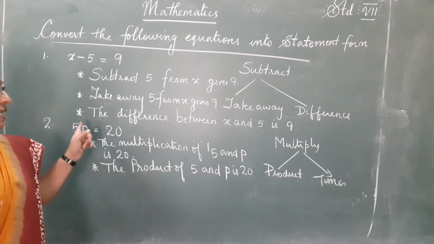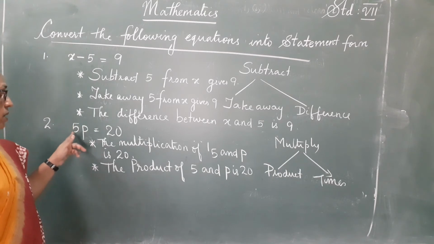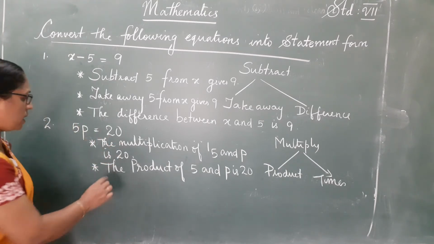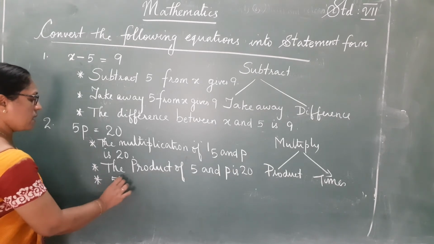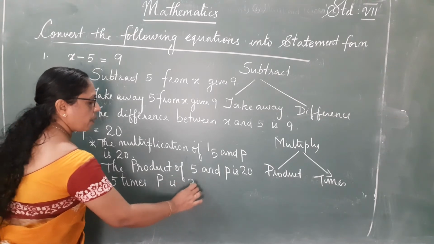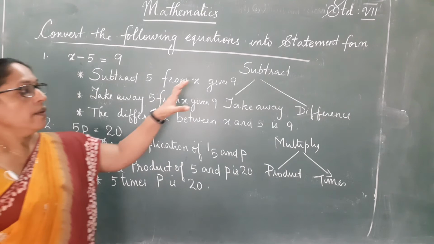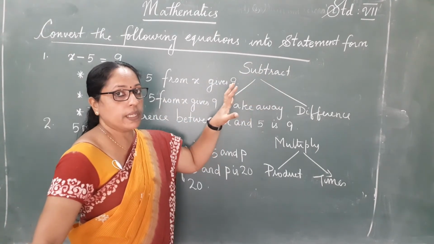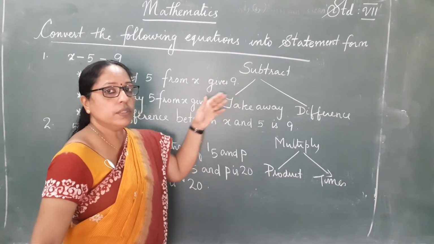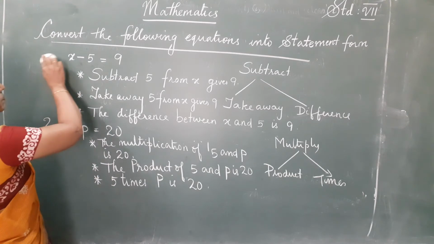Yes. 5 times. When we use times, we have to say the number first. 5 times p gives 20. 5 times p is 20. Okay. So remember the words which we can use for different operations, and according to the word you can create the statement. Okay. Now third one.